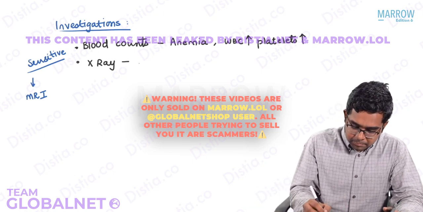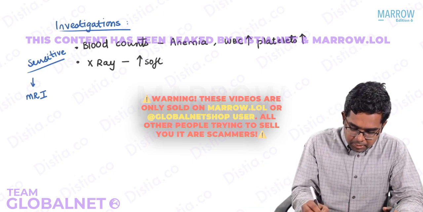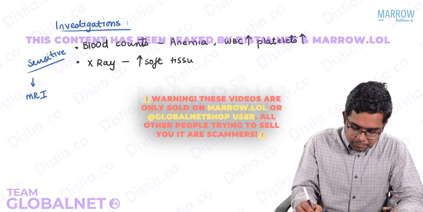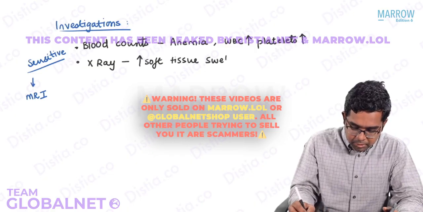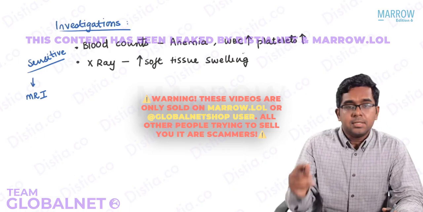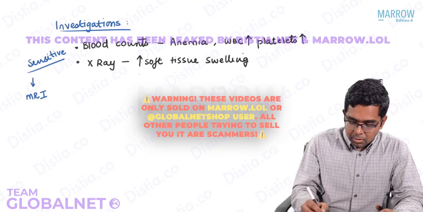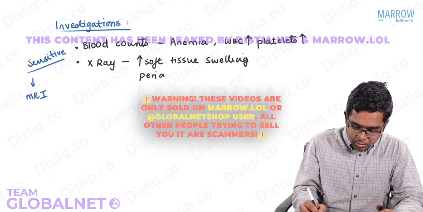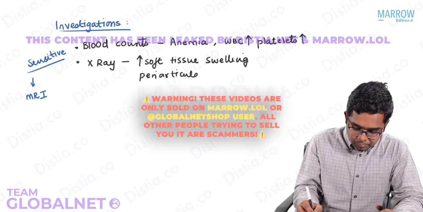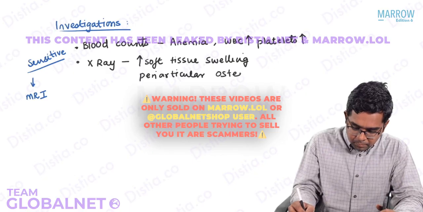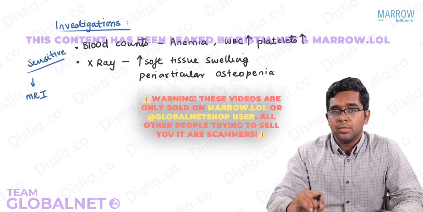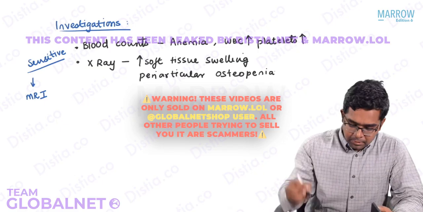Suppose X-ray becomes abnormal, what are the findings you can expect? You can expect increased soft tissue swelling around the joint due to inflammation, and second, surrounding the joints there is some degree of osteopenia as well. So peri-articular osteopenia. So these are two important X-ray findings which you can note in any case of arthritis.